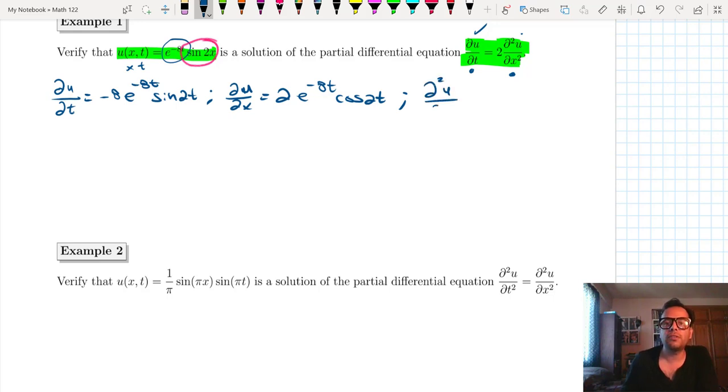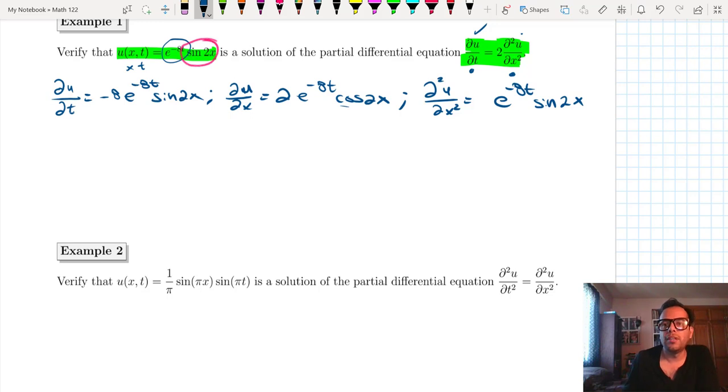Second partial with respect to x equals, okay, so this will involve, let me leave some space here. So e to the negative 8t times the derivative of cosine, which is negative sine. I'm going to put the negative in front of 2. Actually, this is supposed to be x. I made a silly mistake here. It should be x. This also was supposed to be an x.